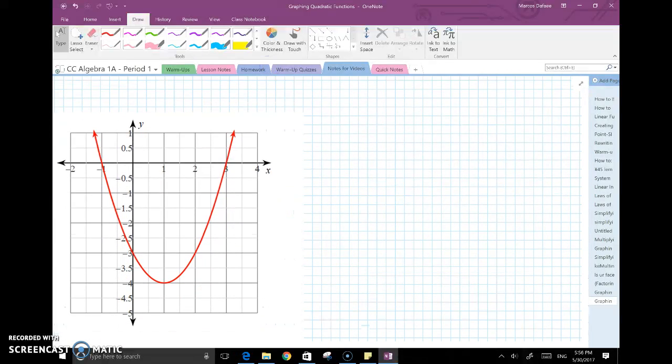Voila. Okay, here's our vertex, 1, -4. Our y-intercept, its reflection, the x-intercept, the other x-intercept, and the axis of symmetry, which has an equation of x equals 1. And with that, the first example is done.